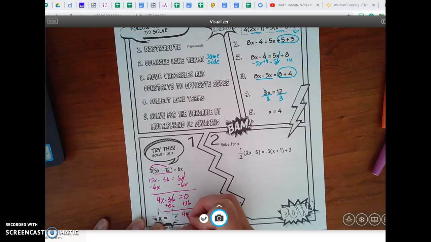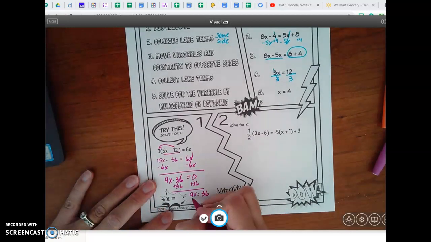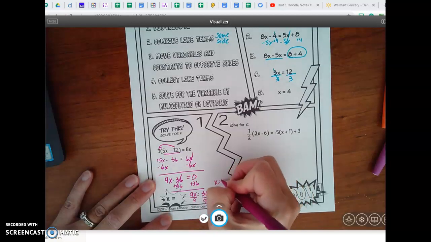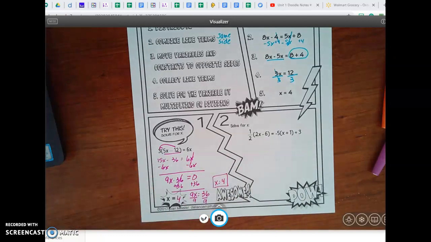And then I'm left with 9x equals 36. And then from here, I want to get everything away from x. So the opposite of multiplying by 9 is dividing by 9. And so here I find that x is equal to 4. And I can put it here in the box as well.